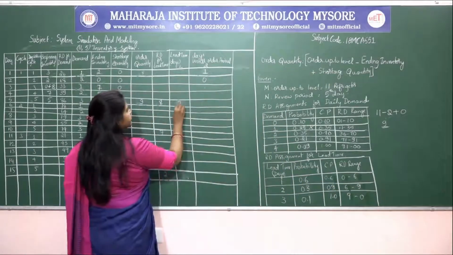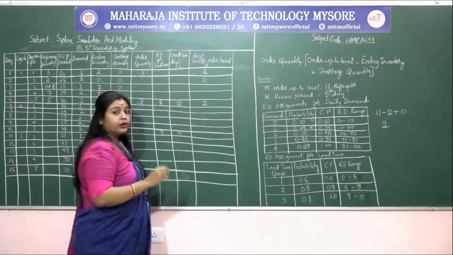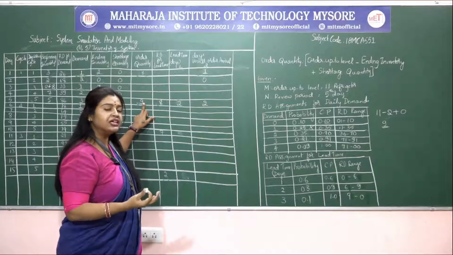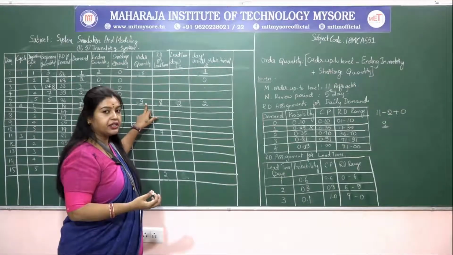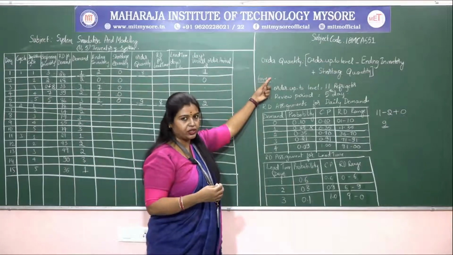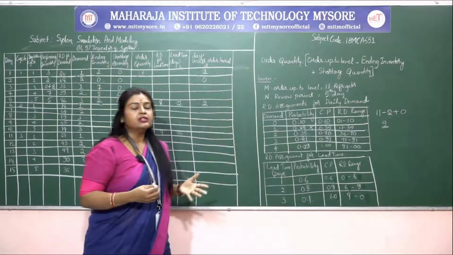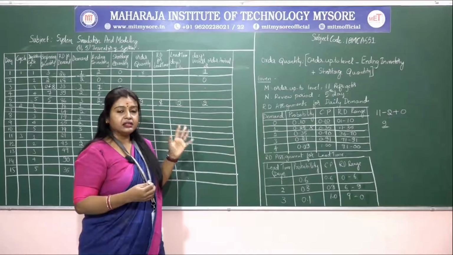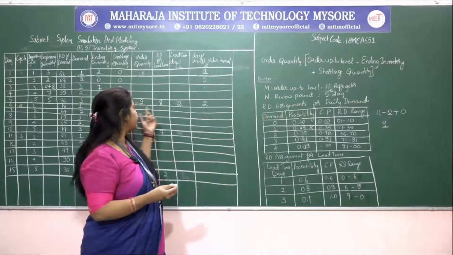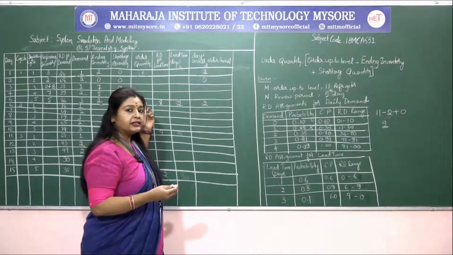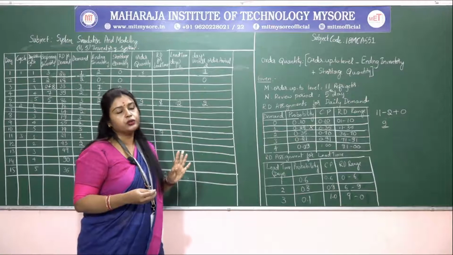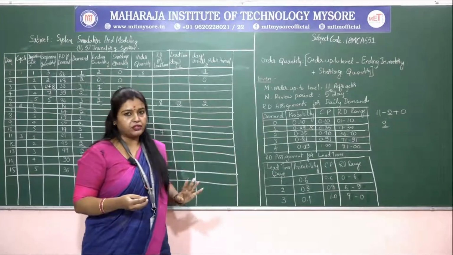So after 2 days, how many refrigerators are they going to get? 9 refrigerators. Why? Because we have placed the order for 9 refrigerators. How have we calculated? Using this equation, order up to level minus ending inventory plus any shortage quantity. Based on that we place an order, and after 2 days we are going to get the 9 refrigerators.